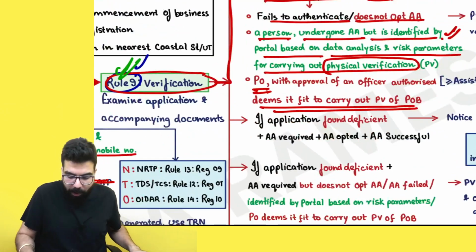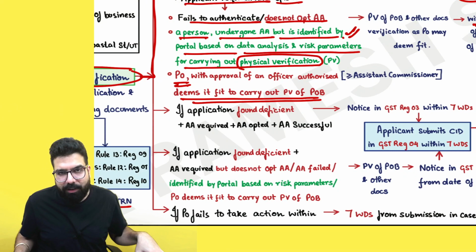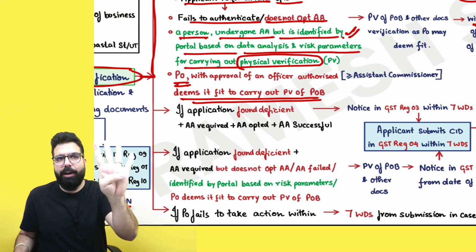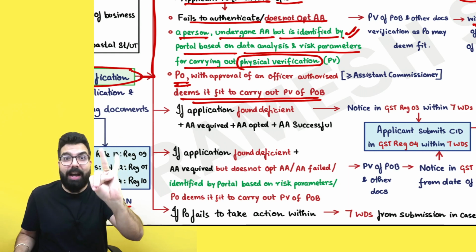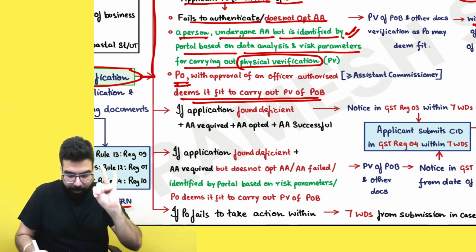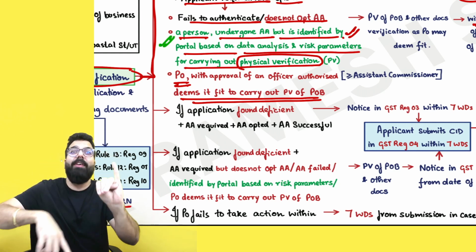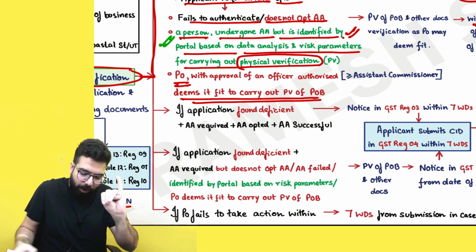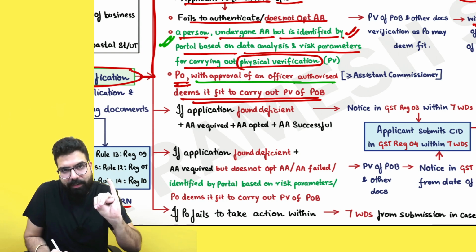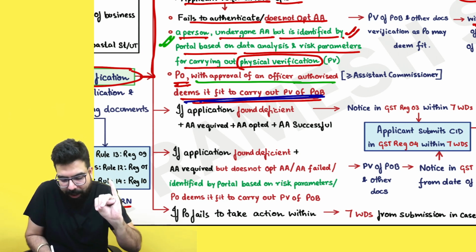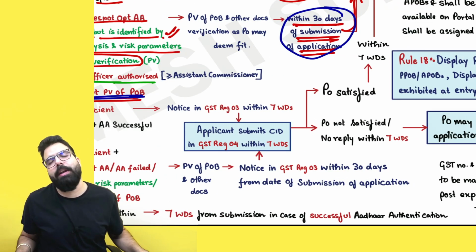Rule number 9 amendment. What is the amendment in rule number 9? What are the cases when physical verification of the place of business will be done? Number 1, you already knew: you are required Aadhaar authentication, did not opt. You are required Aadhaar authentication, you failed Aadhaar authentication. Now, one more point has been added. If, sir, the portal has identified you for physical verification, then also they can do physical verification. If the proper officer identifies you, this was already there. If the proper officer, with the approval of the officer authorized, that is greater than or equal to assistant commissioner, wants, then also he can carry out the physical verification. And in this scenario, 30 days becomes the time limit for granting you the registration.